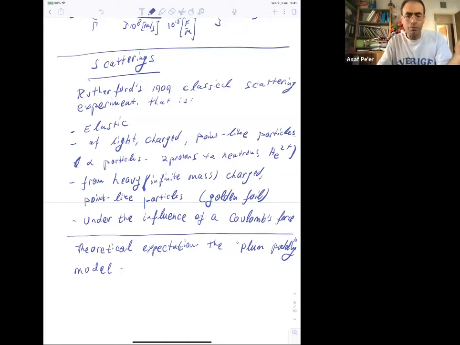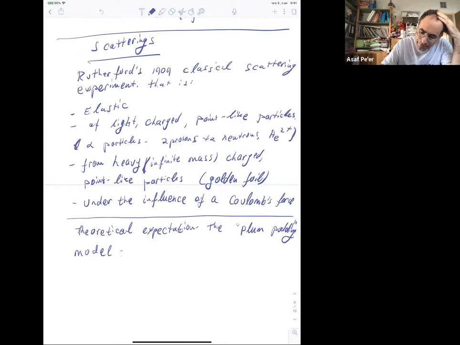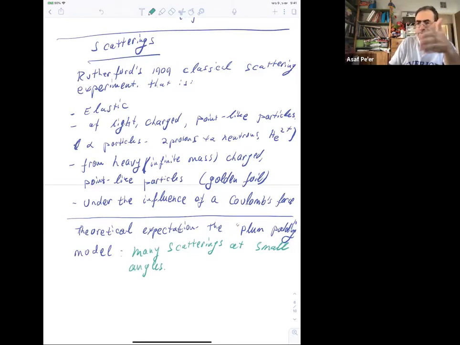But what were the expectations? Small deviations from the original angle. Exactly, small deviations. If you had an atom made of a lot of evenly distributed positive charge, then you have a small deviation. You could have multiple scattering in there, very much like a bullet that gets into a pudding. So you might have several scatterings, which would all be small angles. So the expectation was many scatterings at small angles, pretty similar to a bullet shot into a pudding.